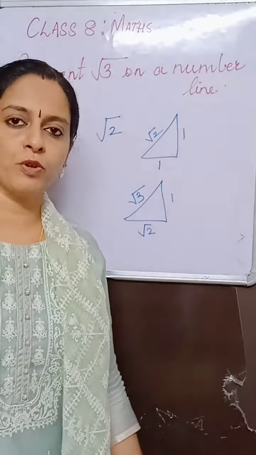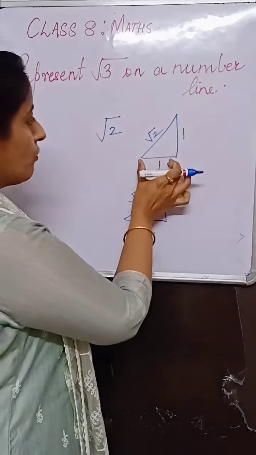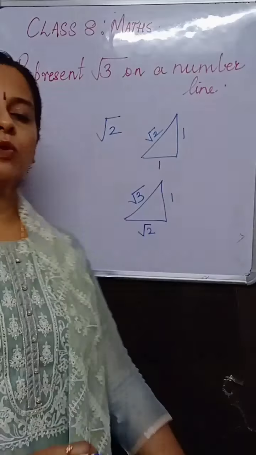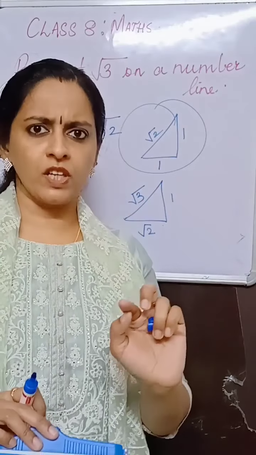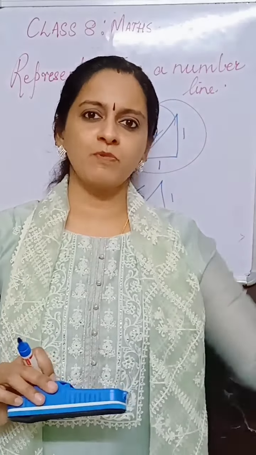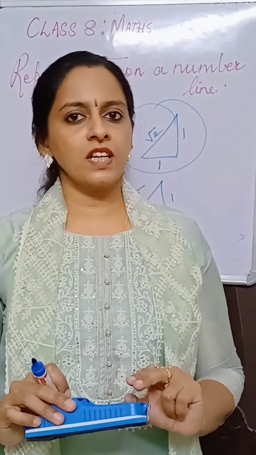This much you have to remember. For root 2, 1, 1. For root 3, base will be root 2 and height will be 1. Follow my steps, pause the video, take your writing materials. First write down the steps and then do the construction.